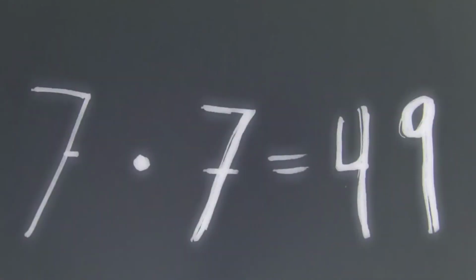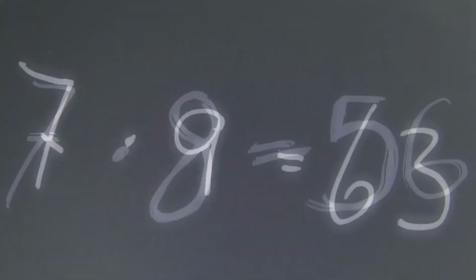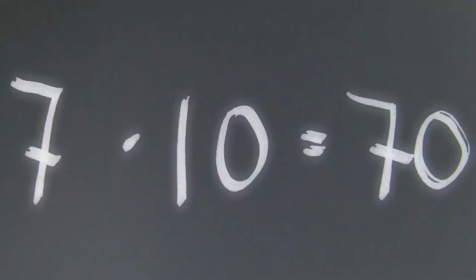7 times 7 is 49. 7 times 8 is 56. 7 times 9 is 63. 7 times 10 is 70.